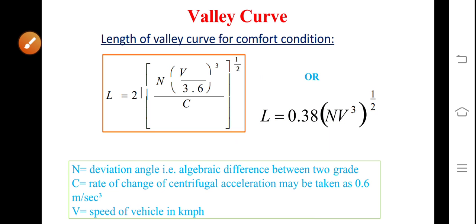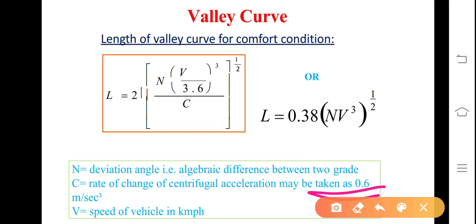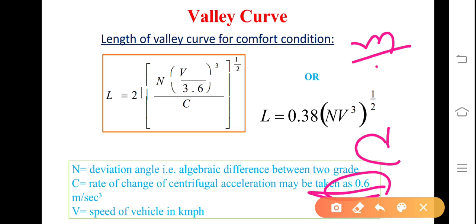Now we will go to valley curve. How the length of valley curve for comfort condition can be found out. For comfort condition, centrifugal acceleration should be taken into account. That should be considered here as 0.6, in between 0.5 and 0.8. 0.6 is considered as the C value, rate of centrifugal acceleration, in meter per second cube.